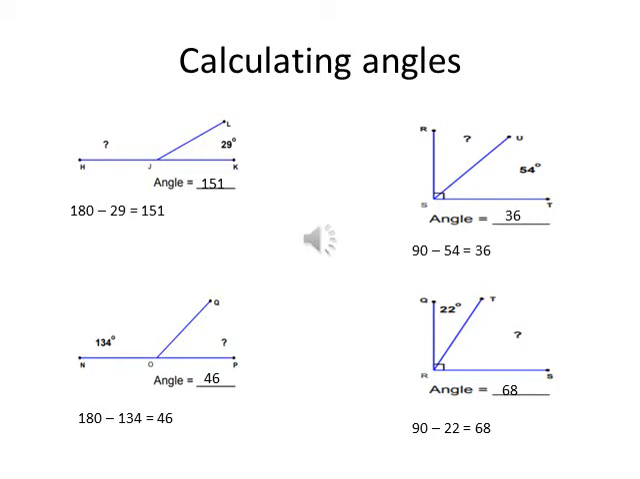And in the third question, you will find a straight angle. One of them is 134, so 180 minus 134 is going to be equal to 46. And the last example here in this calculating angles lesson, it's a right angle. And right angles, how many degrees? 90 degrees. And one of them is 22. So I'm taking 22 from 90 degrees, which is 90 minus 22 equals 68 degrees.